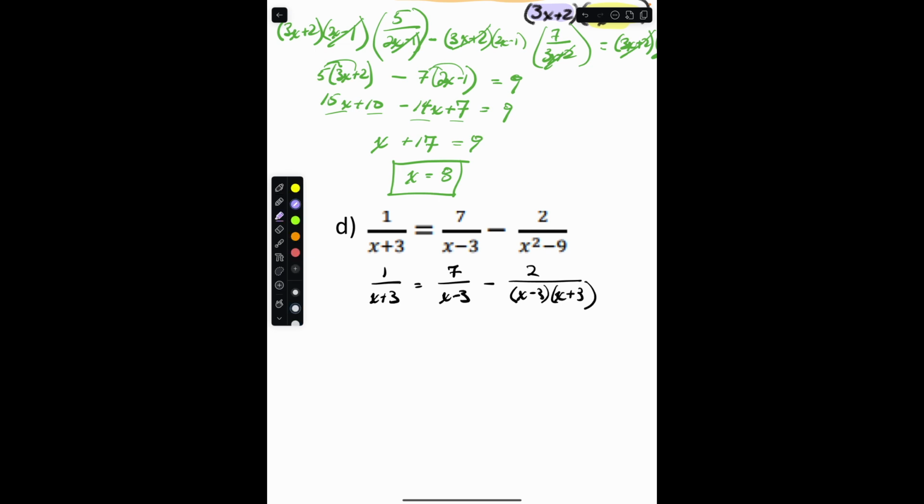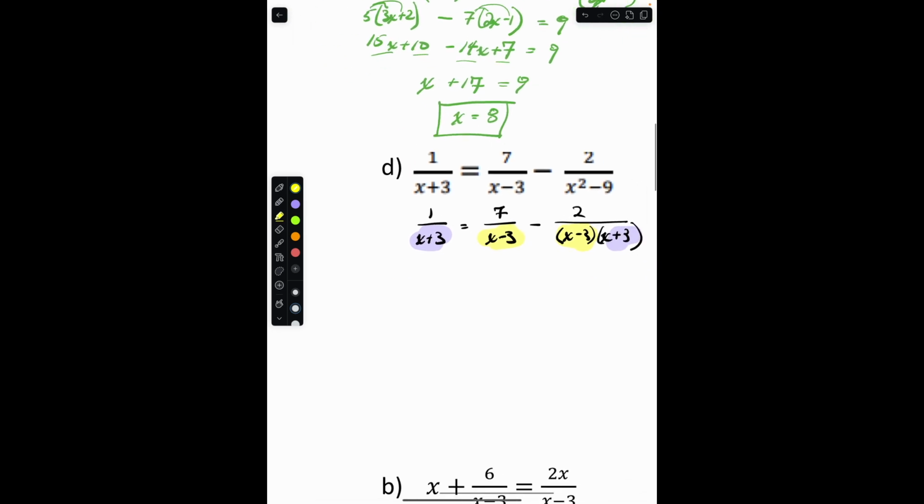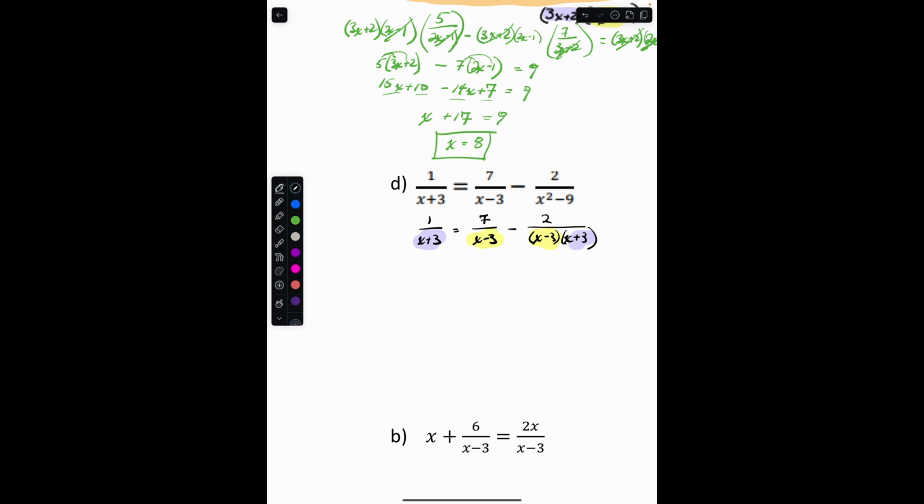I see that I have a factor of x plus 3. I have a factor of x minus 3. But I don't have anything extra over here. So my magic denominator is going to be what I construct using every factor that I see. I see that I have an x minus 3 and an x plus 3. So that is my magic common denominator. X minus 3 times x plus 3. I'm going to multiply by everything I see.